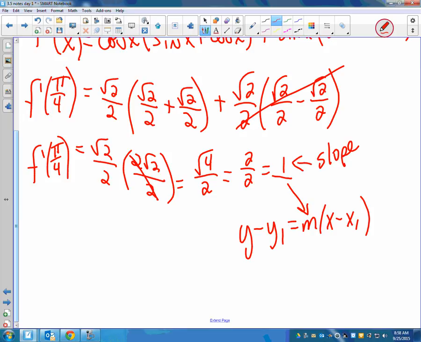So what was our point? Pi over 4, 1? Yeah. So you get y minus 1 equals our slope, which is 1, times x minus pi over 4. And we're done. And remember that that is an equation. You don't have to put it in slope-intercept form.